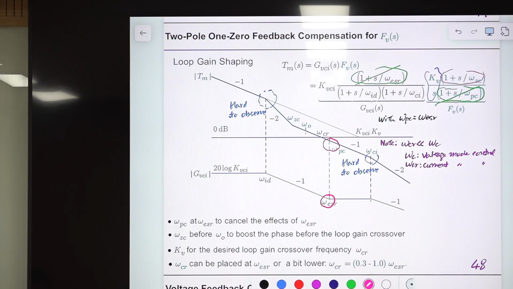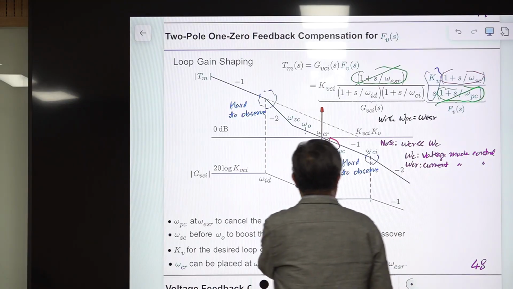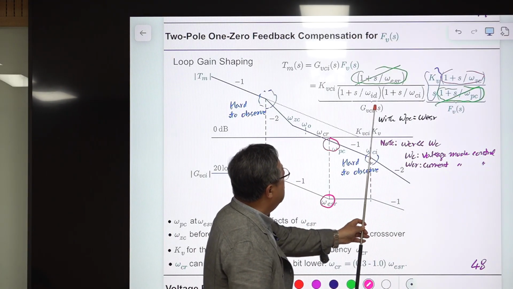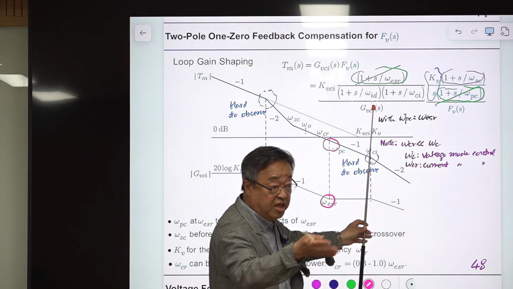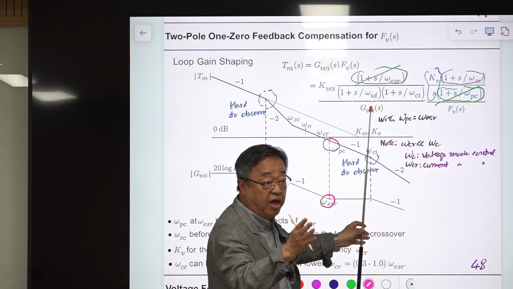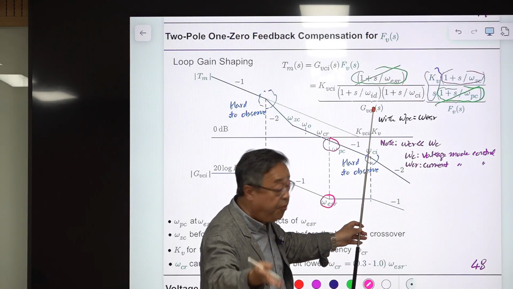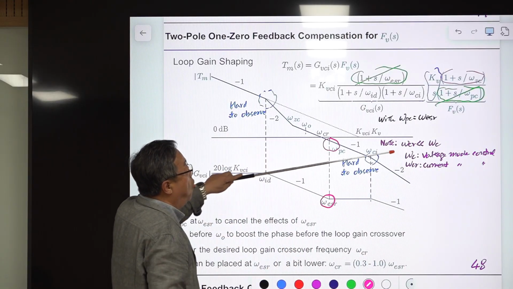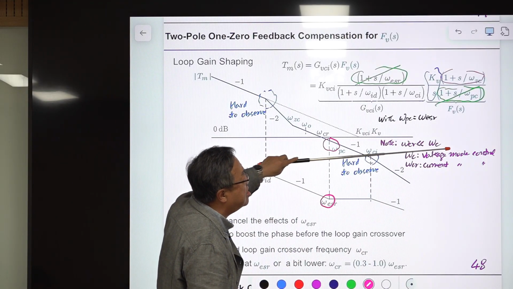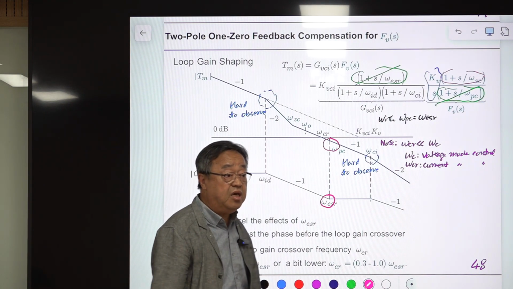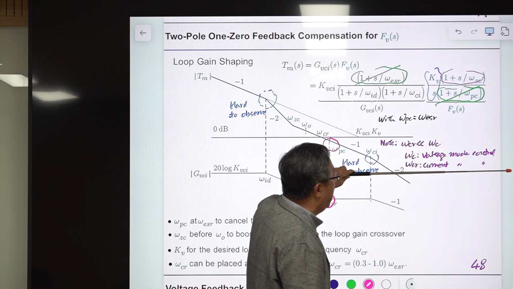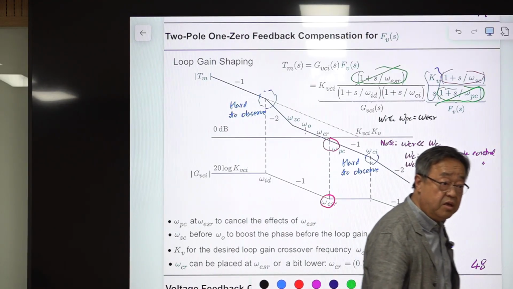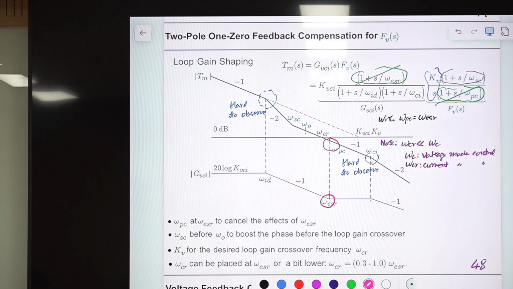Then the loop gain crossover frequency is here. This is far less than this, at less than half the switching frequency, right? Because of the many reasons I already explained, and I will explain more about that. Very important. That means this omega CR is significantly larger than omega C. Omega C is the loop gain of voltage mode control, and omega CR is the loop gain of current mode control.